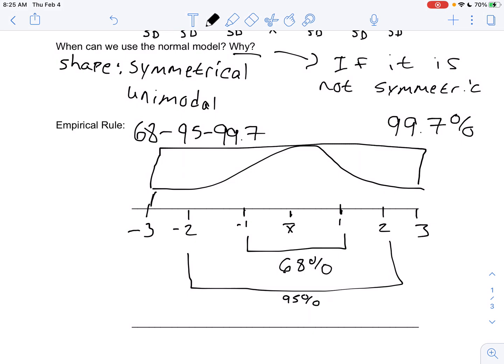So, as an example, from -3 to 3 standard deviations, this whole chunk under the curve, 99.7% of our data lies there. This chunk between -2 and 2 standard deviations, 95% of our data lives in here. And this chunk from -1 to 1, 68% of our data lives in here.